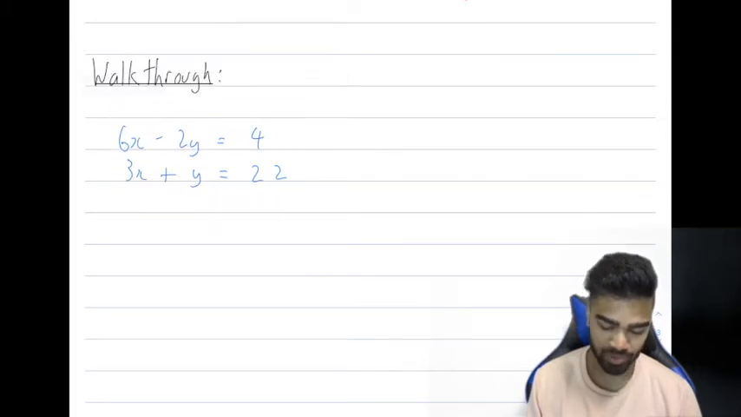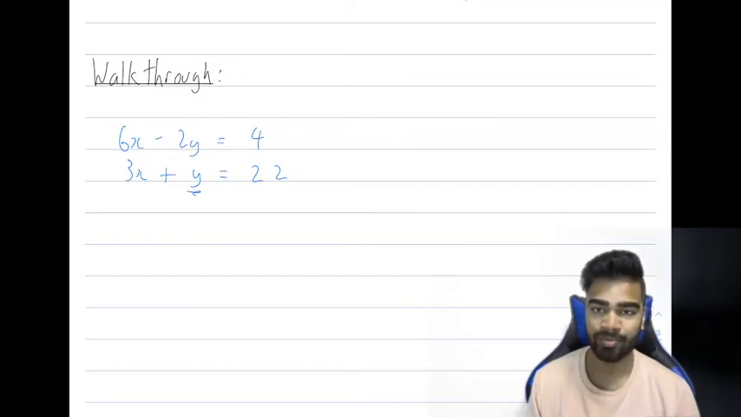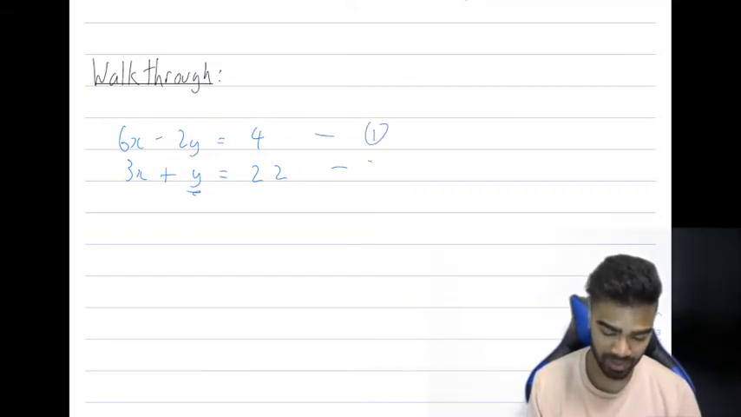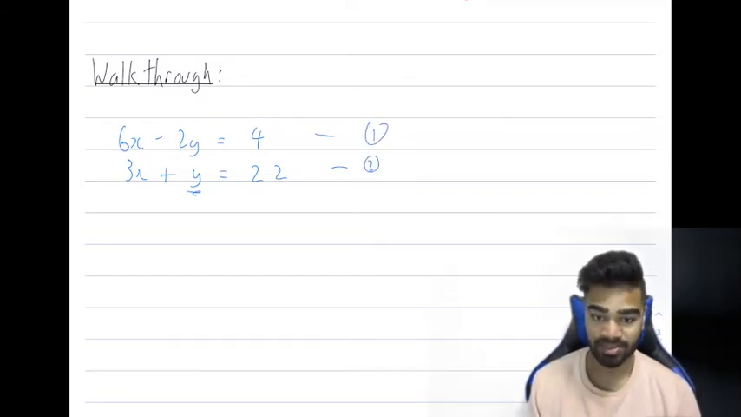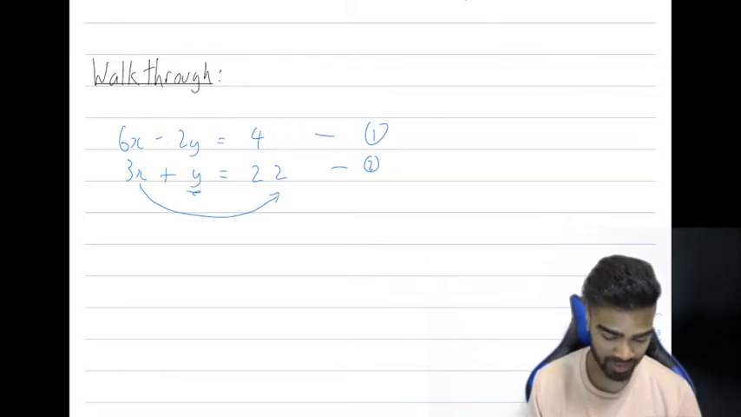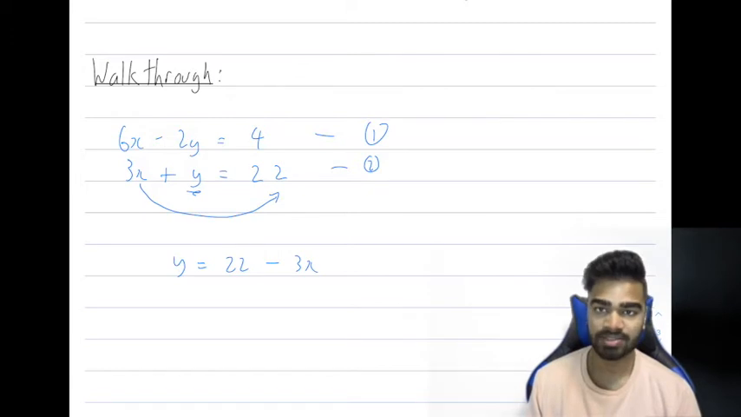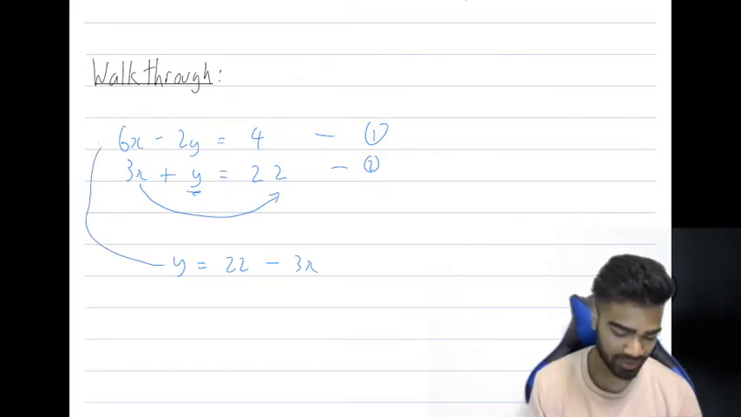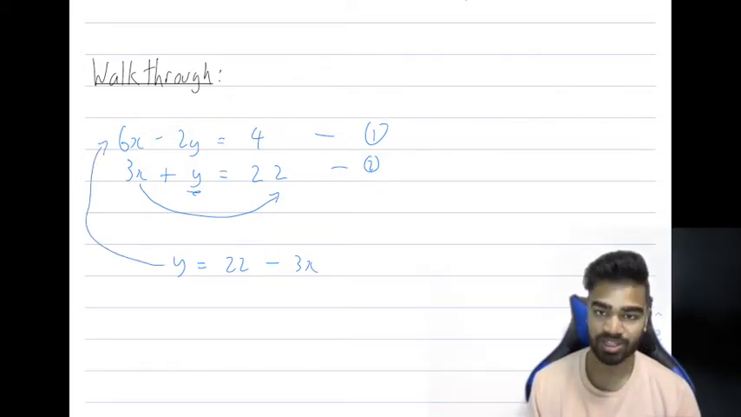So which variable did you guys make the subject here, or get by itself? Is it you got y by itself most likely, right? So equation 1, equation 2, you got y by itself. So how do I get y by itself? Take 3x to the other side. Y is equal to 22 minus 3x. Okay, so then this I need to substitute into the main equation, equation number 1.